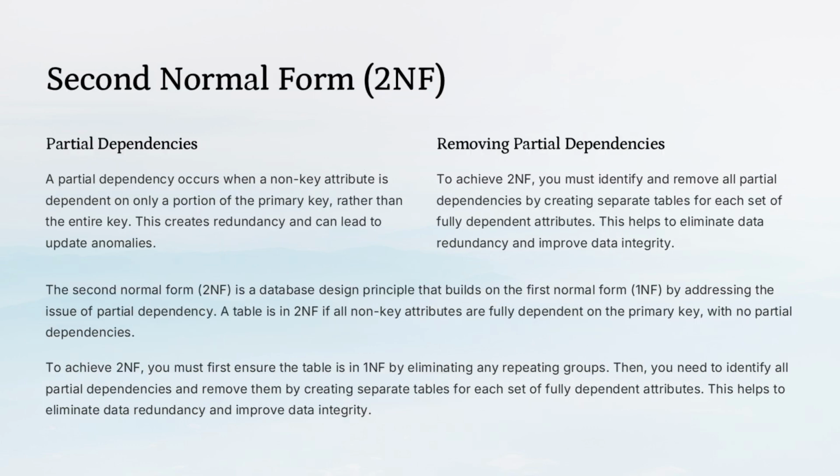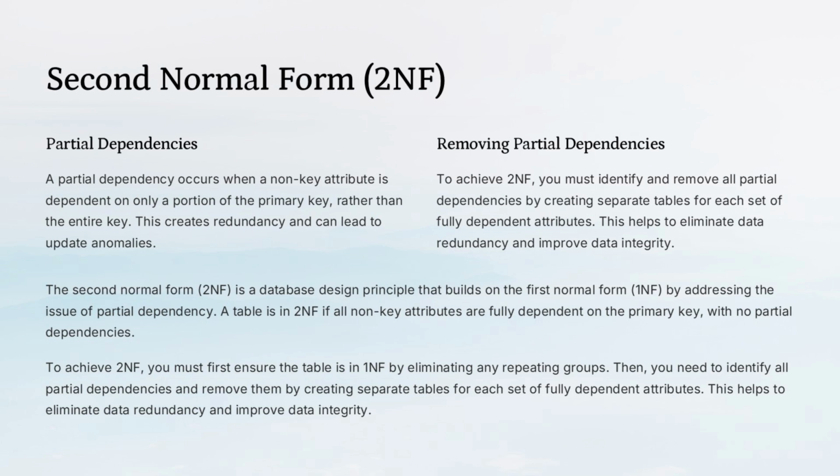Third normal form, 3NF, is a powerful database design principle that helps eliminate data redundancy and improve data integrity. It states that a table must be free of transitive dependencies, where a non-key attribute depends on another non-key attribute. The key requirements of 3NF are: no transitive dependencies. A non-key attribute must not be dependent on another non-key attribute. No partial dependencies. All non-key attributes must be fully dependent on the primary key. No repeating groups. There should be no repeating groups of data within a single table.